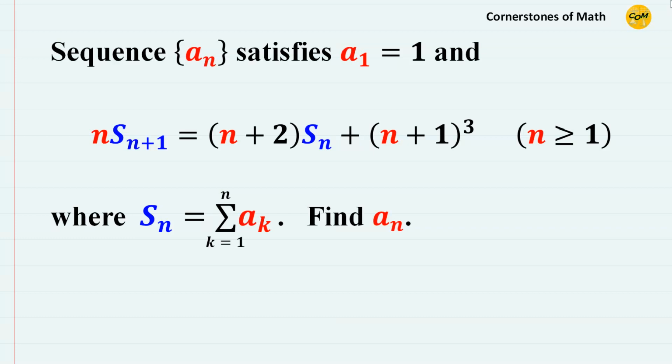Here we have a sequence an satisfying a1 equals 1 and n S(n+1) equals (n+2) Sn plus (n+1) cubed, where this Sn is the sum of the first n terms of the sequence an. So the partial sum. Solve this recurrence relation and find an.